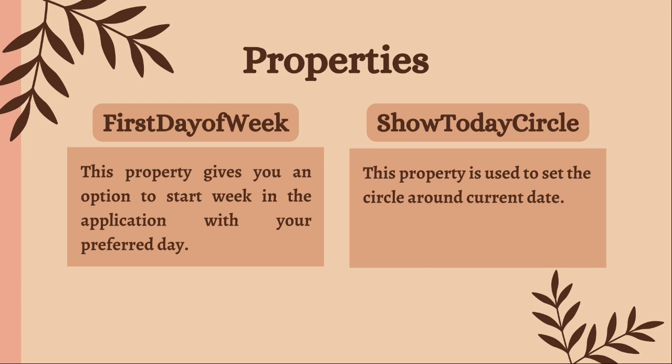Next is show today circle. This property is used to set the circle around the current date. By default, the value of this property is set as true. You can set it to false if you want to remove the circle around the current date.